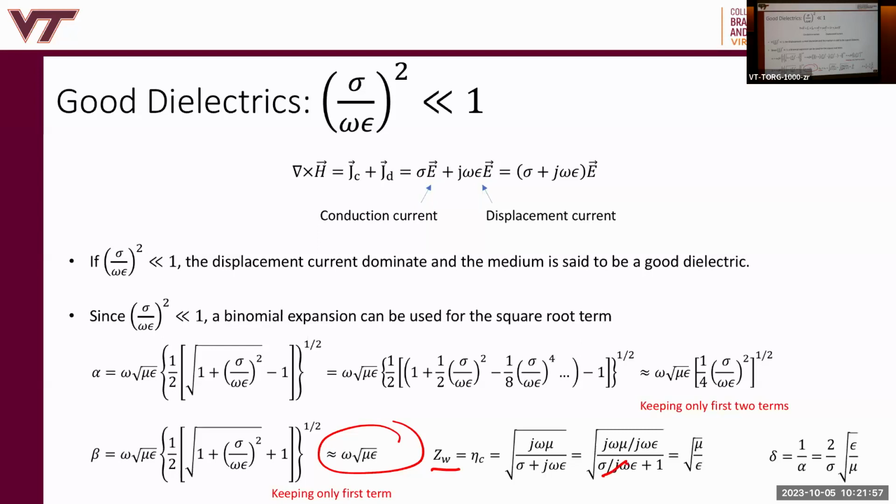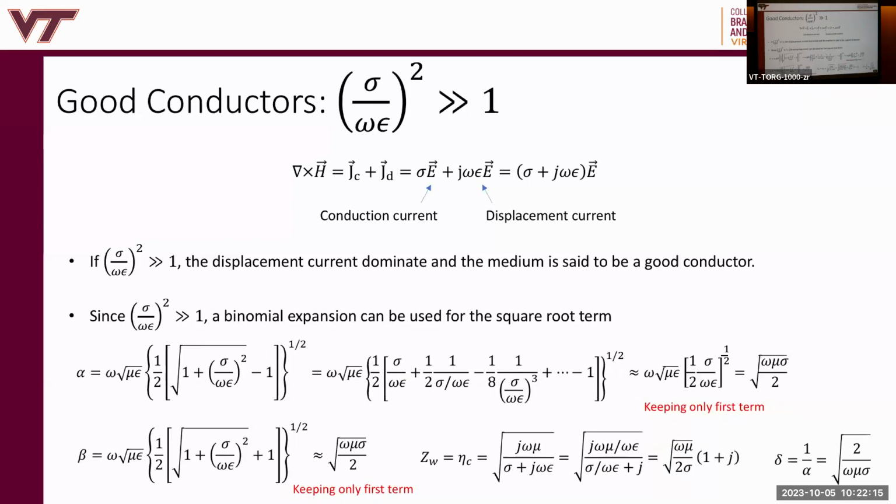Sigma over omega epsilon is much less than 1. So omega epsilon is much greater than sigma. Here we have sigma over j omega epsilon. We know sigma over omega epsilon is much less than 1, so we can ignore that term. And then the skin depth becomes this. All right. We're going to put all this in a table at the end, so you can just use the table.